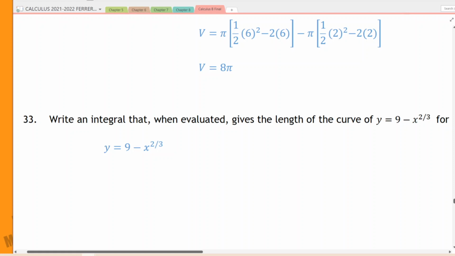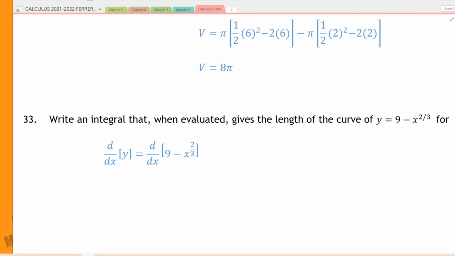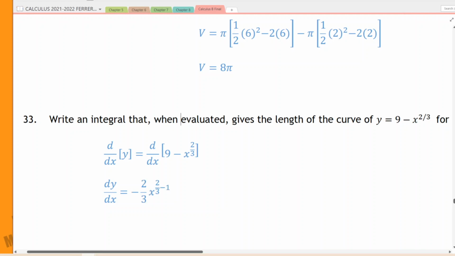If we start with y equals 9 minus x to the 2/3, then the derivative of y with respect to x is the derivative of 9 minus x to the 2/3. The derivative of 9 is 0. The derivative of negative x to the 2/3 is negative 2/3 x to the 2/3 minus 1, which is negative 1/3.